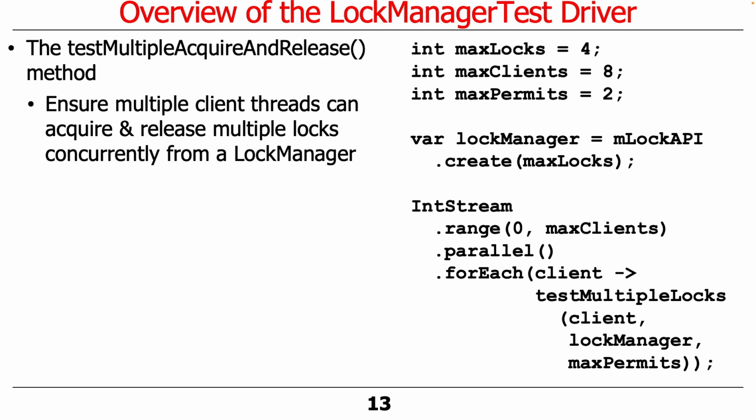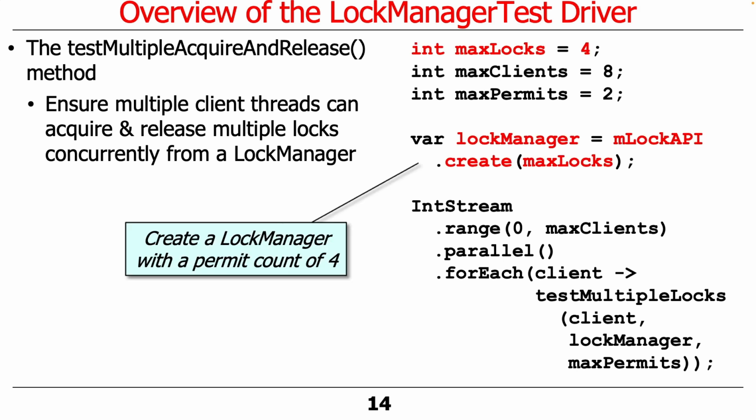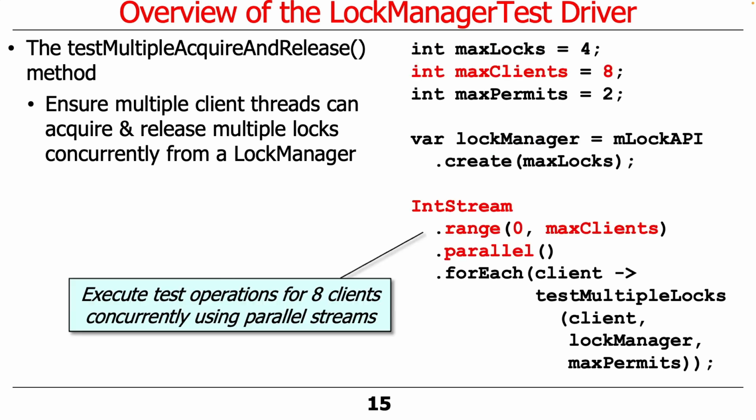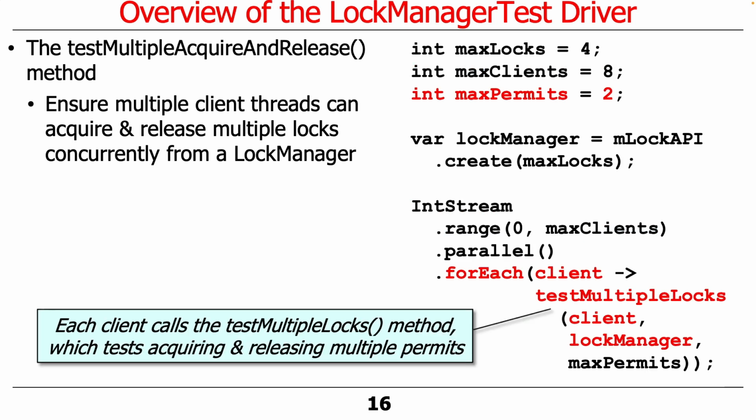Then there's also a test that tests multiple lock acquire and releases. This ensures that multiple client threads can acquire and release multiple locks concurrently from a LockManager. So in this case, we make a LockManager that has 4 locks instead of 2, so it's got twice the amount. We're going to have 8 clients that are all going to run in parallel. Again, I have enough threads to do that, so they all truly do run in parallel. And each of those client threads is going to call this test method, which will acquire and release multiple permits, and each one's going to try to get 2 permits.